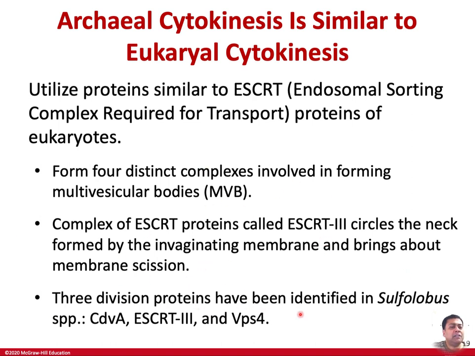And there are 3 division proteins that have been identified in Sulfolobus, which are CdvA, ESCRT-III, and Vps4. And this is very, very different from the bacteria. In the bacteria, this doesn't have FtsZ. Z-ring formation is the way that the bacterial cell divides, or a similar process of cytokinesis happens. But here in the archaea, this process is more advanced, more like a eukaryotic system.